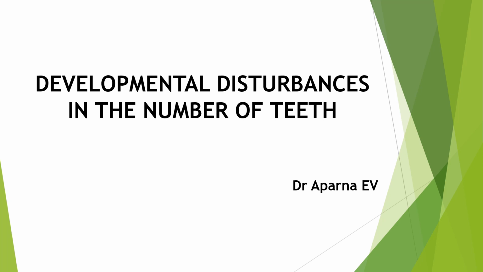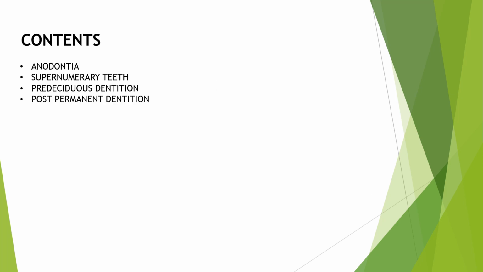In this lecture, we are going to study about the developmental disturbances in the number of teeth. The developmental disorders in the number of teeth can be grouped into four categories. They are anodontia, supernumerary teeth, pre-deciduous dentition, and post-permanent dentition.